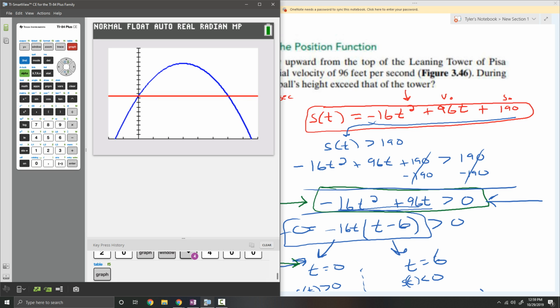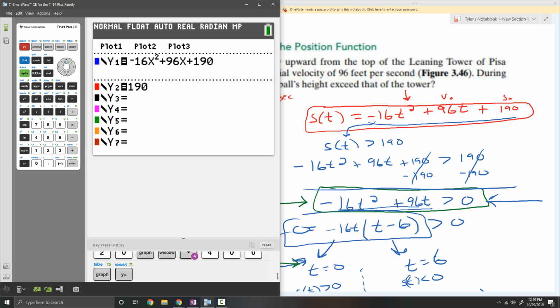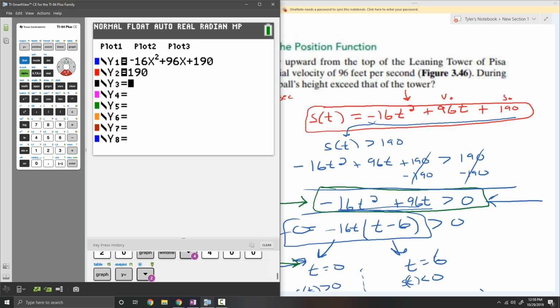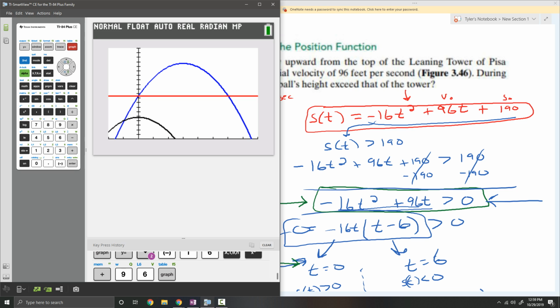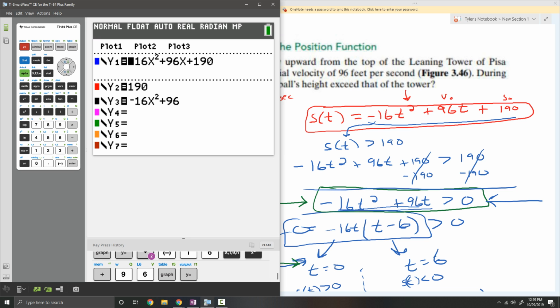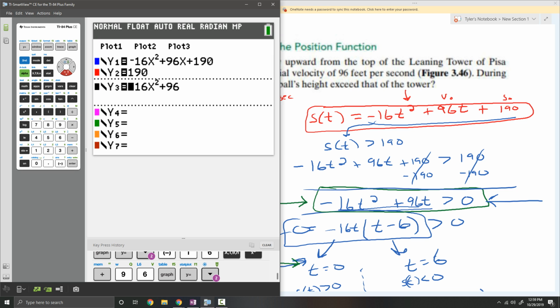But basically what we were doing with the inequality by setting it equal to 0, by subtracting 190 from both sides, right? What do you do when you subtract 190 from a graph? You're shifting it downward. So if I go down here and graph negative 16x squared plus 96x.